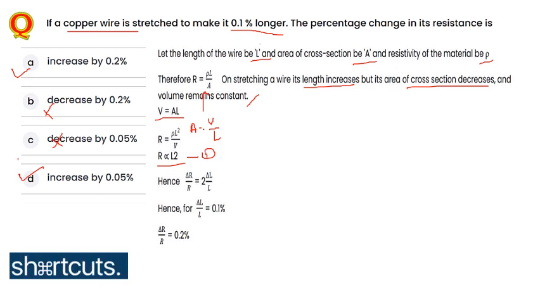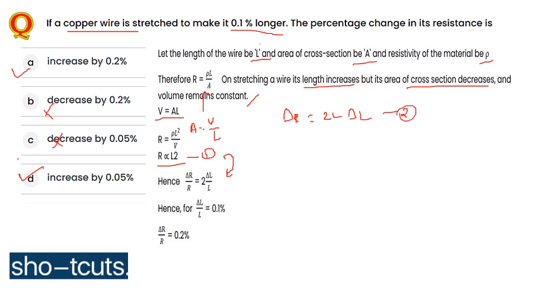Next one, how you are getting from this one to this one. For this case I just differentiate equation 1. If you differentiate, what you are getting here is del R will be equal to, you are differentiating here, you are having 2L into del L. So this is equation number 2.